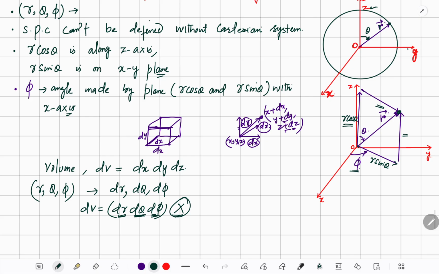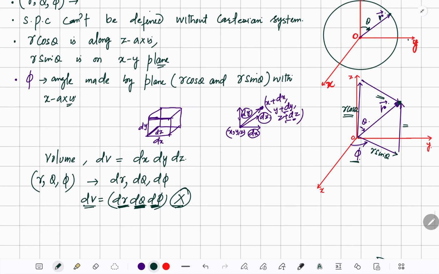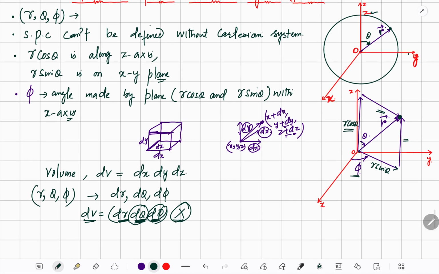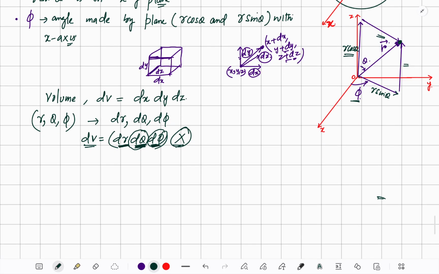What students mistakenly do is feel that the volume element in the spherical polar coordinate system is simply dr times d theta times d phi, which is completely wrong. Because this is a length, this is an angle, this is an angle. Length into angle can't be volume. So we have to see d theta and d phi in such a way that they represent some length. Now there is an important concept here. So this one is totally wrong.